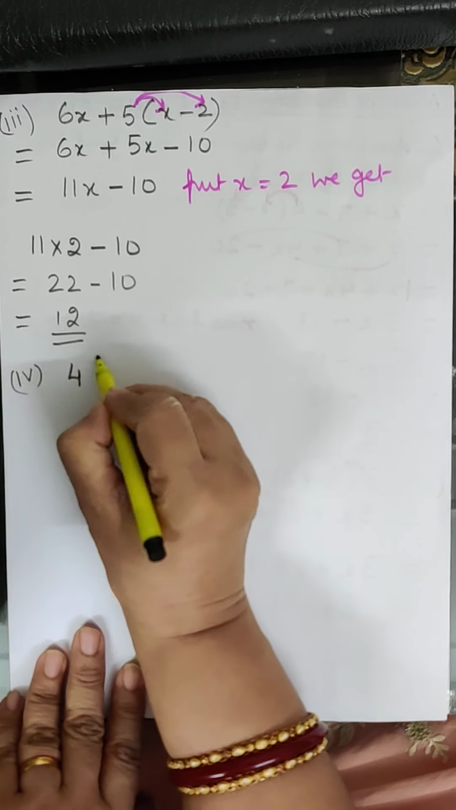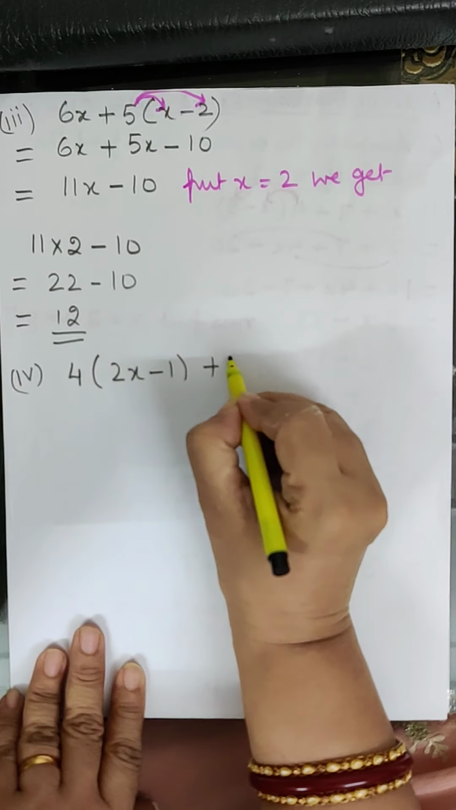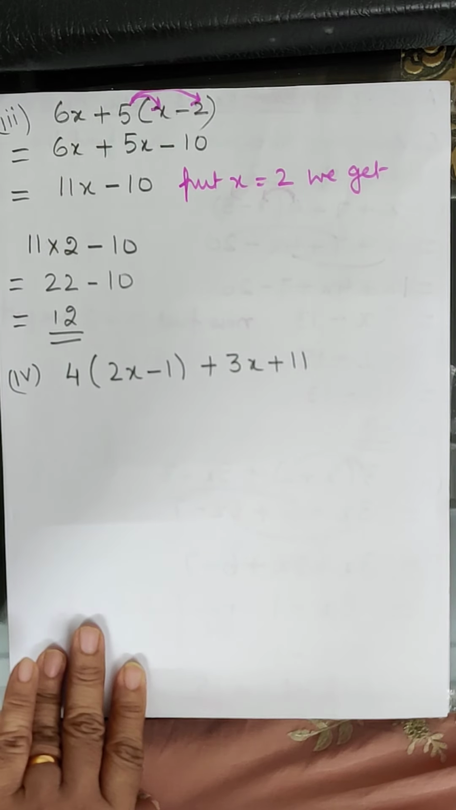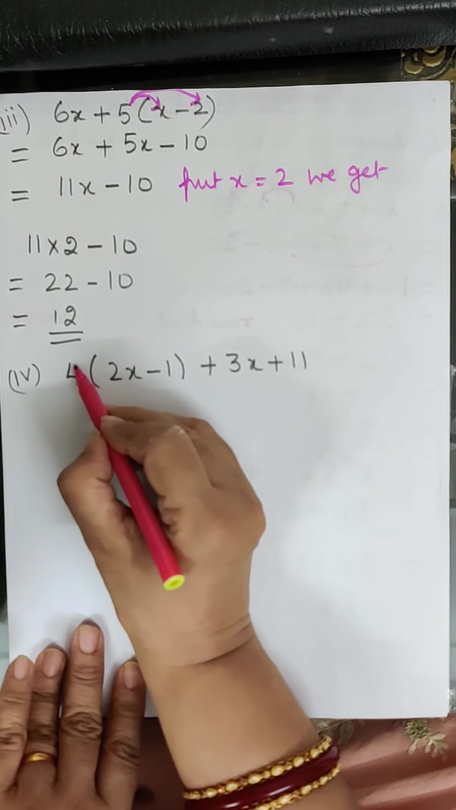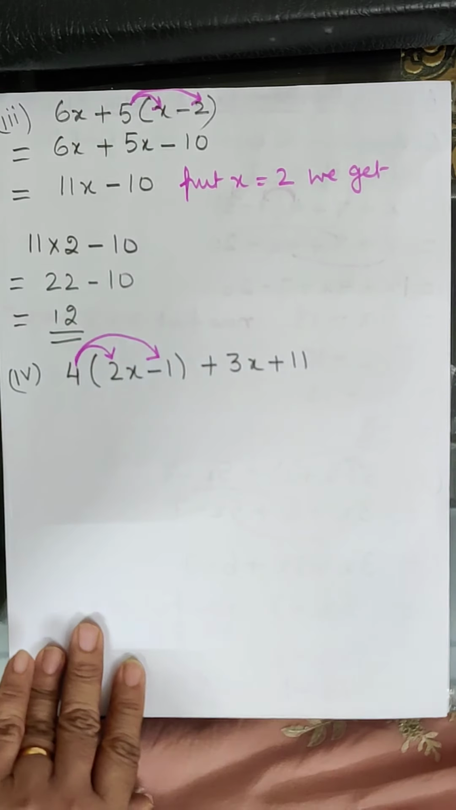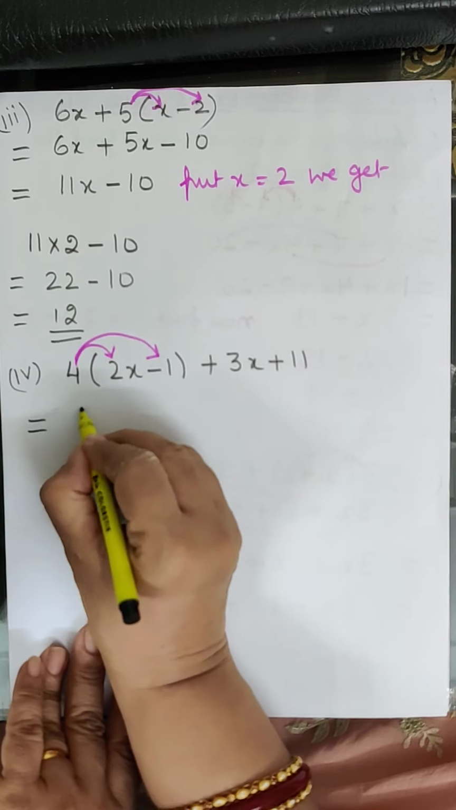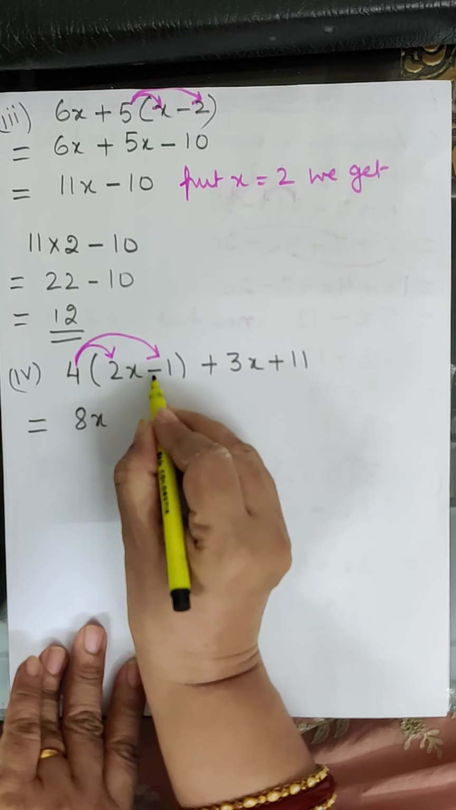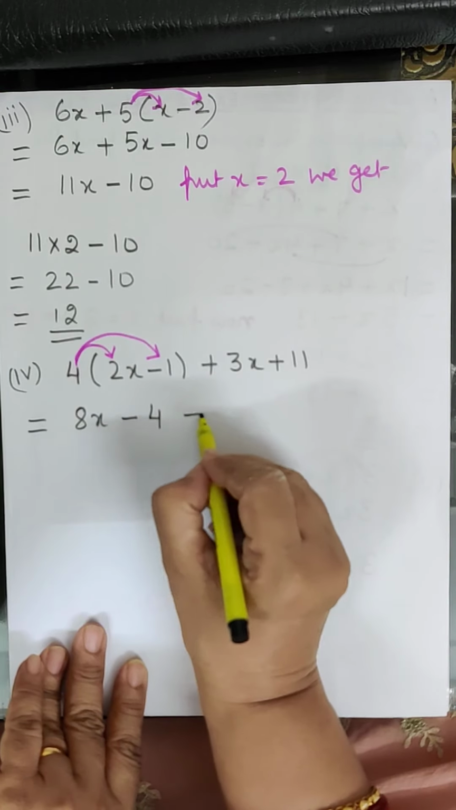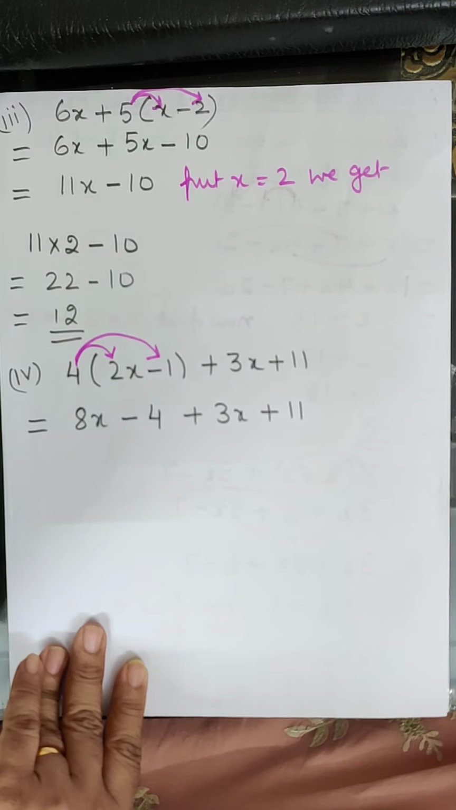It is 4 within bracket 2x minus 1 plus 3x plus 11. Alright. Now we will open this bracket. 4 will be multiplied by 2x and 4 will be multiplied by 1. So what do we get? 4 into 2x is 8x. Then now this minus sign. Then 4 into 1 is 4. Plus 3x plus 11. Right?